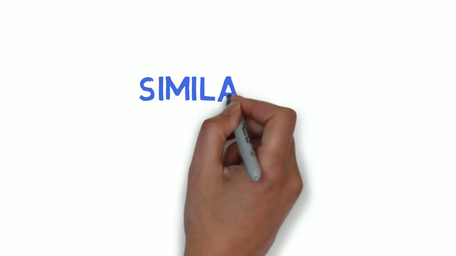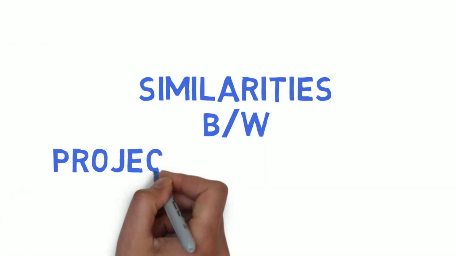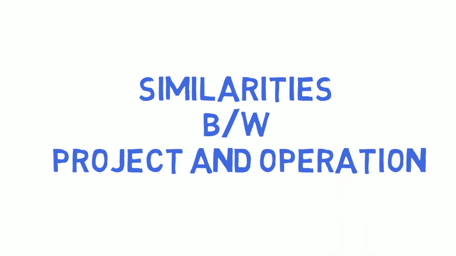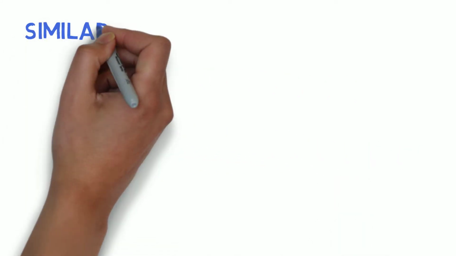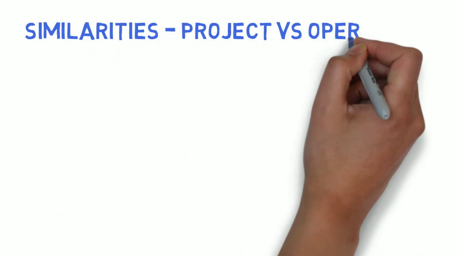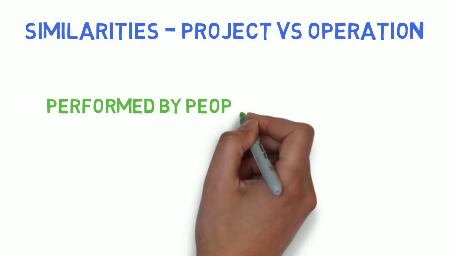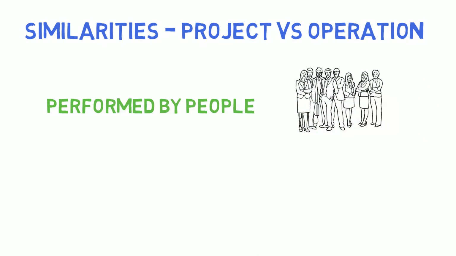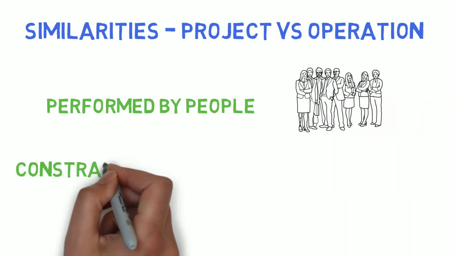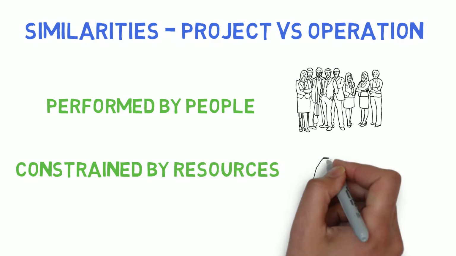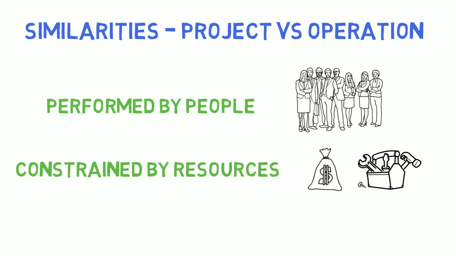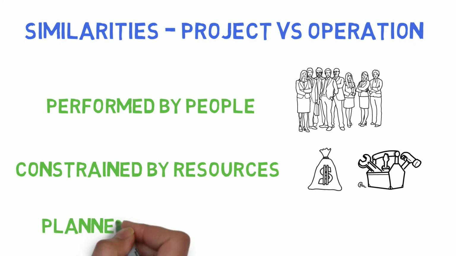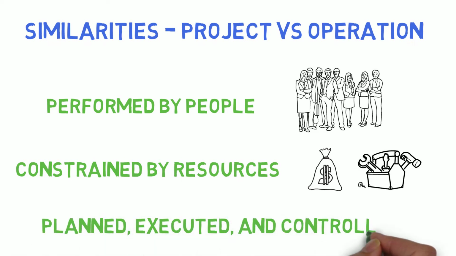Let's have a look how the project and the operations are similar to each other. The project and the operation share many characteristics, some of which may be they both are performed by people, they both are constrained by the limited resources, and they both are planned, executed, and controlled.